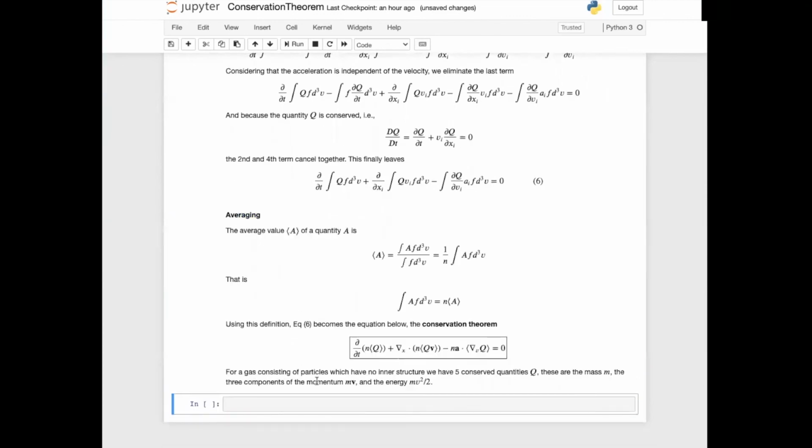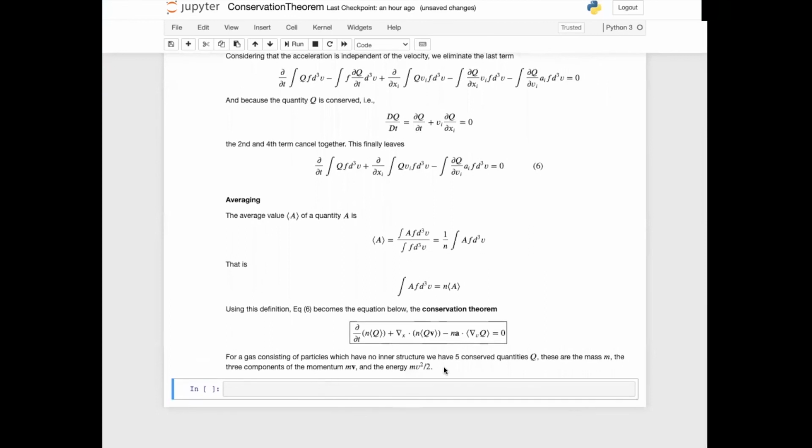For a gas consisting of particles which have no inner structure, there are 5 conserved quantities q. These are the mass, the 3 components of the momentum, and the energy. We're going to use this to find the equations of hydrodynamics.